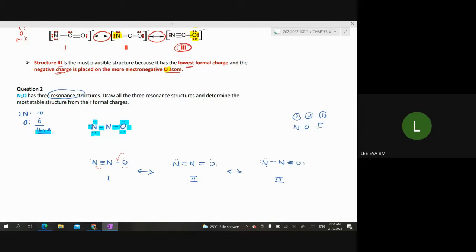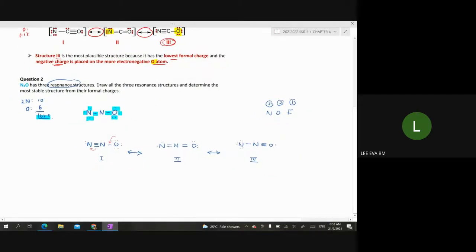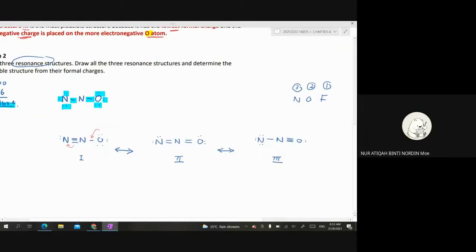So, ada masalah ke untuk soalan macam ini? Ada soalan? Tak ada soalan? No. Okay. Tell me which one, 1, 2, 3. Which one is the most plausible? Ada tak plausible structure? 3.